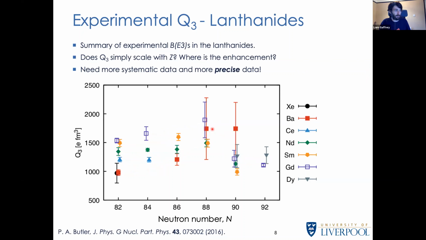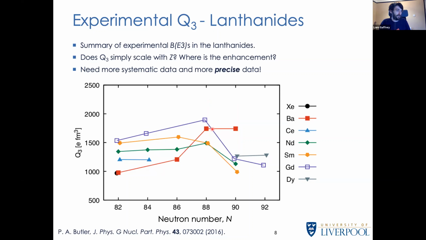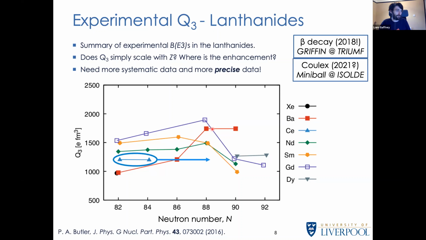But going back, the error bars are also very large. This is where the precision comes in. One isotopic chain that's missing a lot of data here is the cerium isotopic chain, which sits somewhere in between. And this is something that we've tried to address.